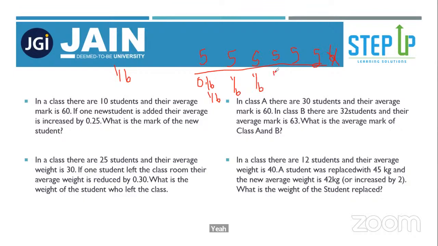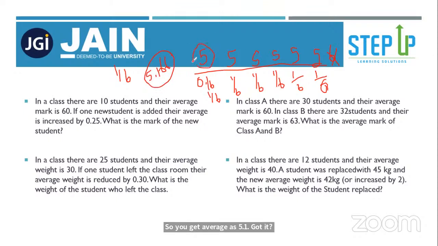3, 4, 5, 6. So how much has been increased? So it is 31 by 6, and you get the average as 5.1666. Got it? So here also same 5, and each is increased by 1 by 6. So the total is 5.16. I'm adding it. This will be the average. Did you get that? Yeah, I get it.